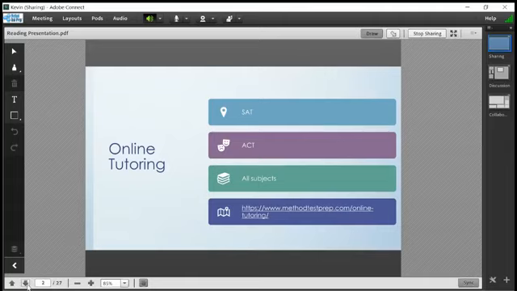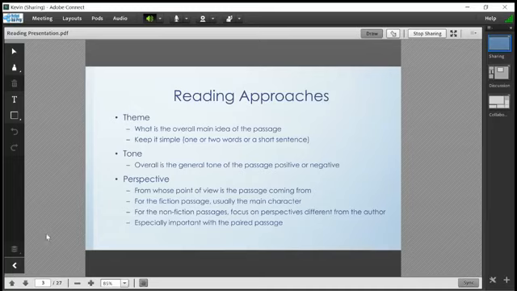So I'm going to discuss the reading passage, and certain things that are really important that students should be focusing on when it comes to the reading. There are 3 main things I like to focus on: the theme or the main idea, the tone, and then perspective. So the theme, and that's really important, is you really want to try and make the reading as simple as possible. So what's the overall main idea of the passage?